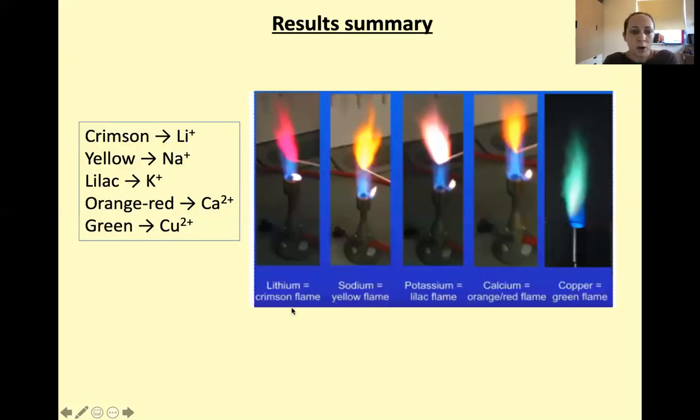So as we saw there, crimson is what we see with our lithium. If we see a bright yellow, we know it's sodium. We see lilac, we know it's our potassium. Orange red is calcium and green is copper.